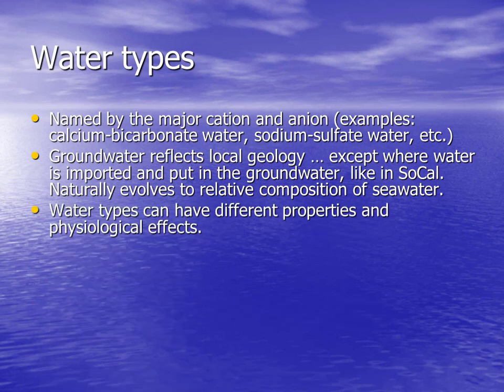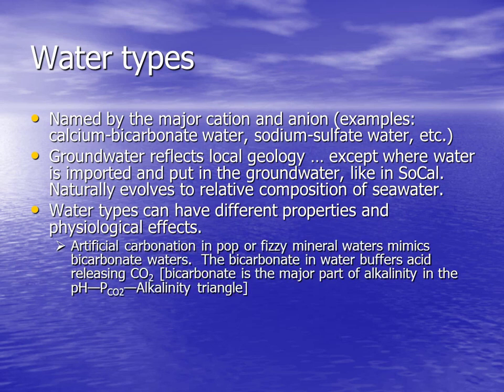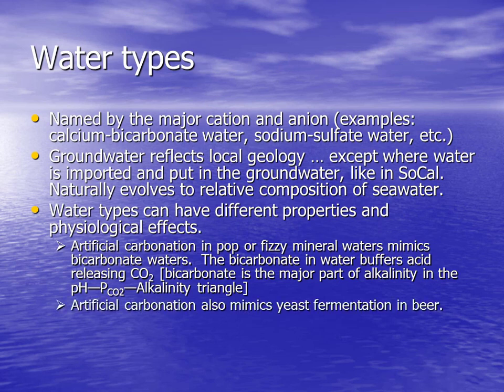The water types can have different properties and different physiological effects as a result of this chemistry. First of all, we tend to put artificial carbonation in drinks, fizzy mineral waters, to mimic bicarbonate waters, which are the most common popular mineral waters. The bicarbonated water will buffer acid, and when it does that, it releases CO2. And so that's what we see in the natural carbonated waters, and so we tend to imitate that in our soda pops. Of course, artificial carbonation also mimics the yeast fermentation in beer.